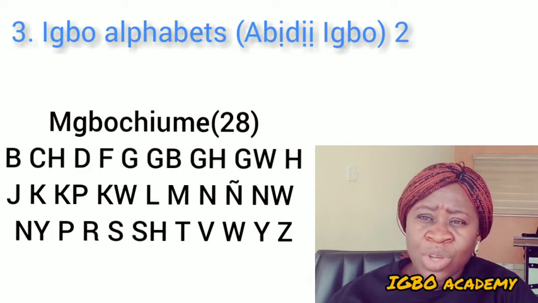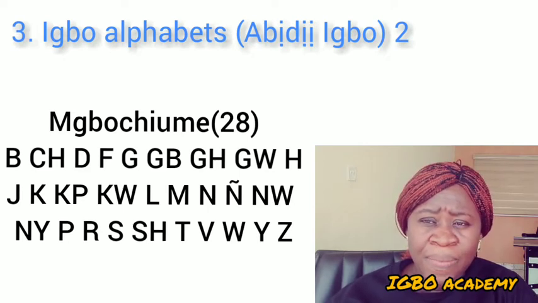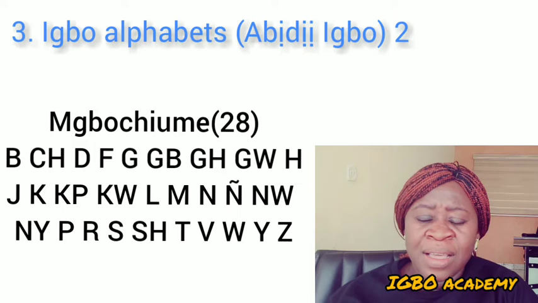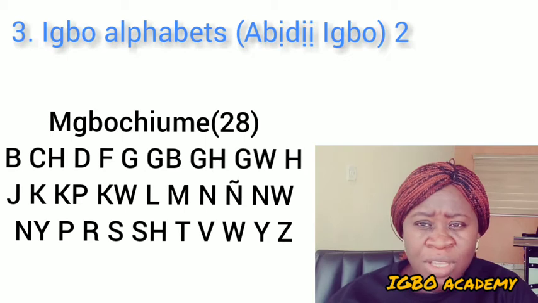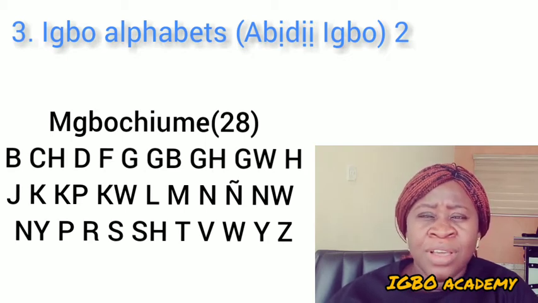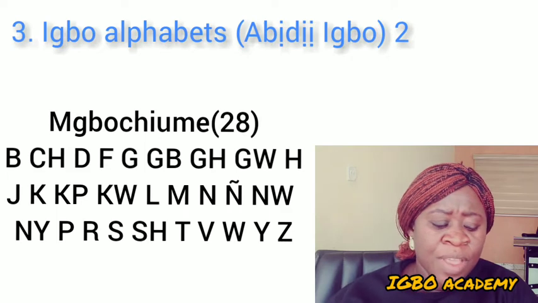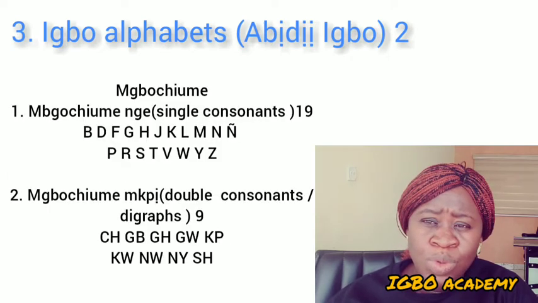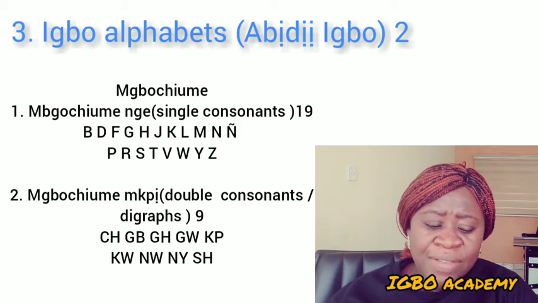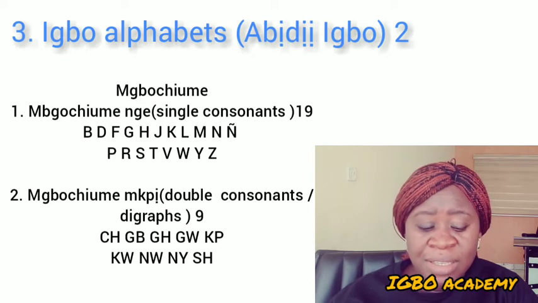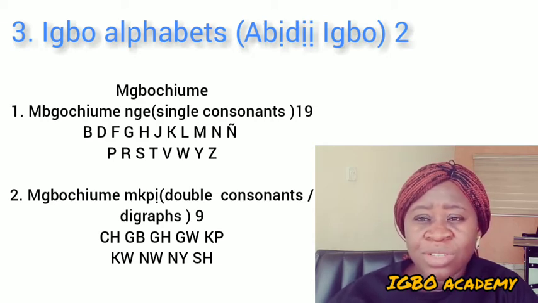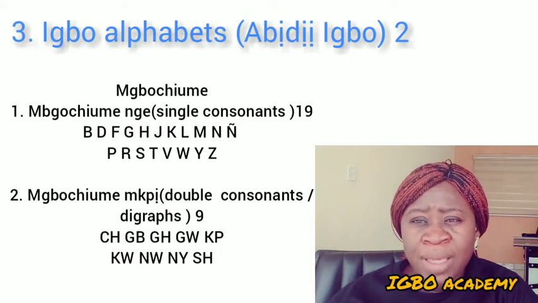Then when we go over to the consonants, as we all know, they are 28 in number, and they are called mbochume in Igbo language. They are divided into two: the digraphs and the single consonants. The single consonants are 19. They are called single consonants, or mbochume nge in Igbo language.